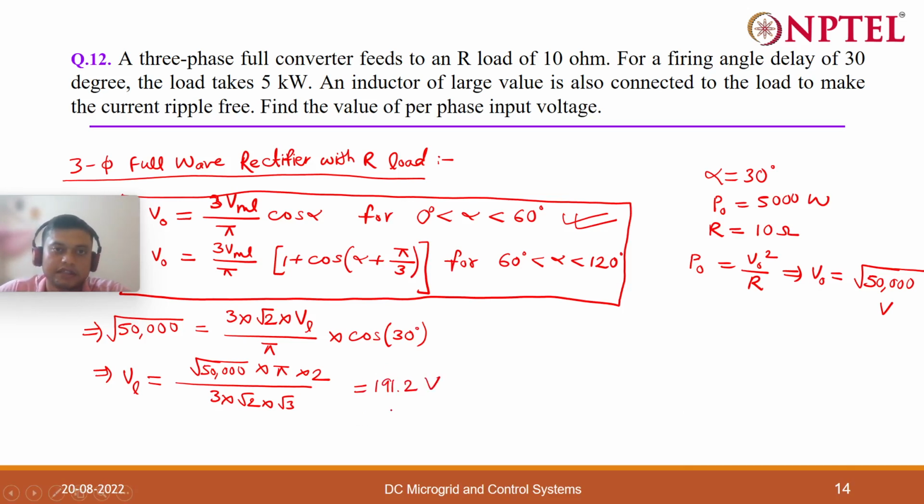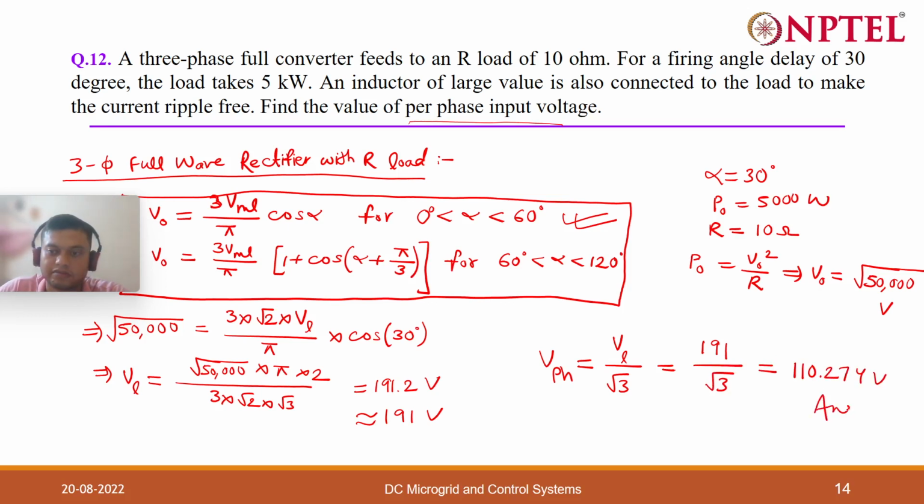But here it is asking per phase input voltage. So this is not the correct answer. Phase voltage will be VL divided by root 3. So VL is given as 191 volt divided by root 3. So it comes out to be 110.27 volt. So this is the answer for this last question.